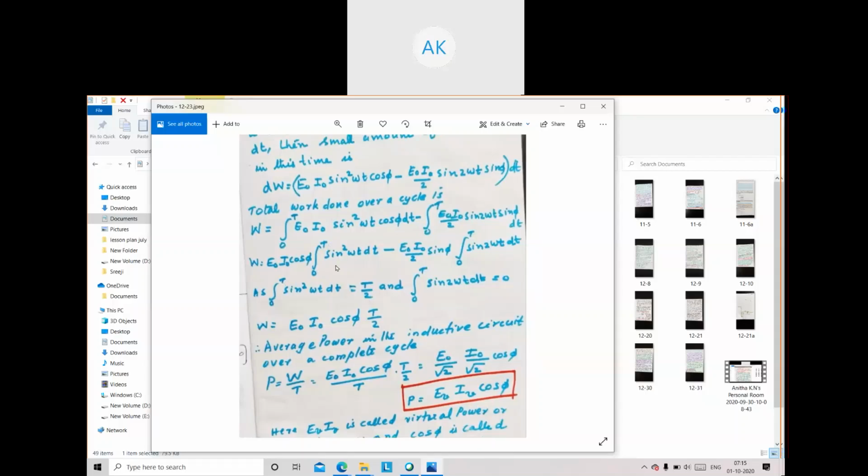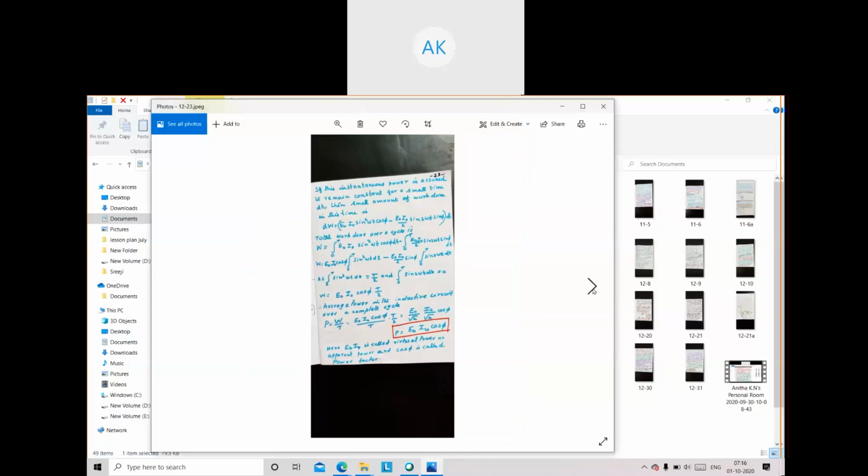Then the next step, sin square omega t dt. There is a substitution for that, and this one also, sin 2 omega t dt. See, the integral from 0 to T of sin square omega t dt is T by 2. Steps I will show you. And the integral of sin 2 omega t dt equals 0. If you remember this, you can avoid many steps. Understand? I will show you how you got this. But if such a derivation is asked, you can use that easy method.